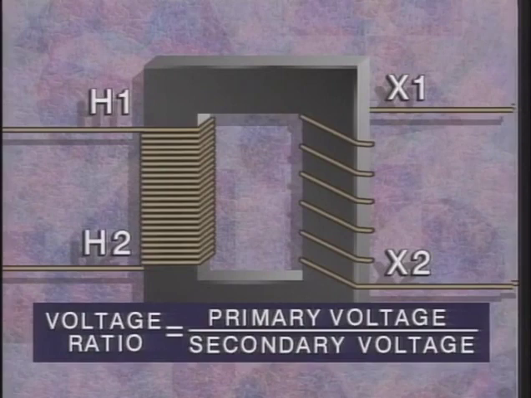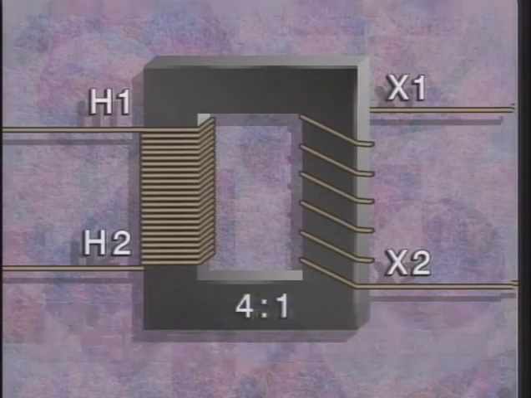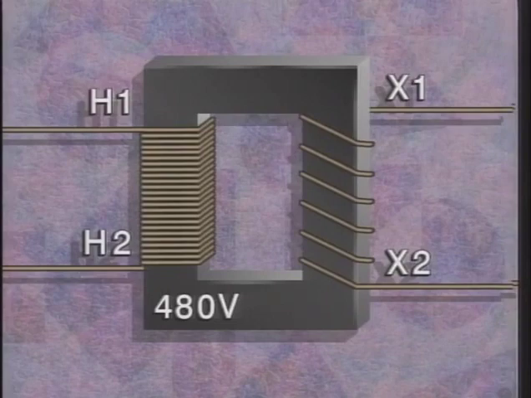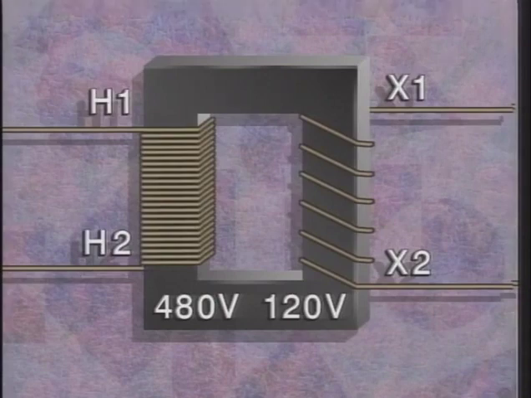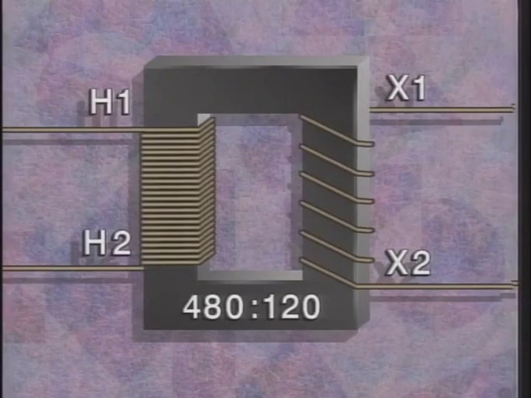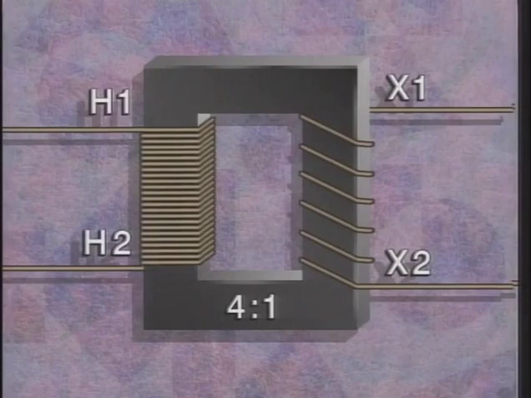Voltage ratio is the ratio of the transformer's primary voltage to its secondary voltage. For example, with a 4 to 1 turns ratio, if 480 volts is applied to the primary winding, the voltage induced in and available from the secondary windings would be 120 volts. The voltage ratio, then, is 480 to 120. Stated in its lowest terms, the voltage ratio is 4 to 1. A transformer's voltage ratio is equal to its turns ratio.